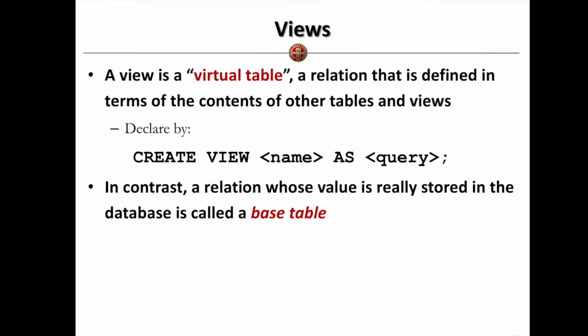We can create a view by using the statements as shown in the photos. We can create a view by providing a view name, followed by a query. So this view name is more like a name for its query, right? In the following, if we plan to use this view, the system will replace this view by the query automatically. It is just like a name for its queries. In contrast, a relation whose value is really stored in the database is called a base table.